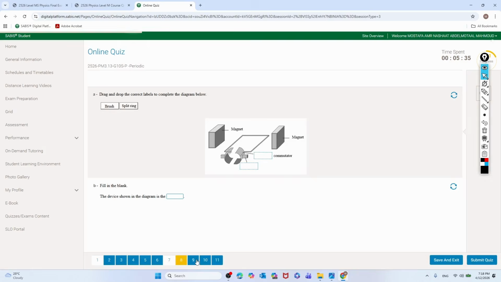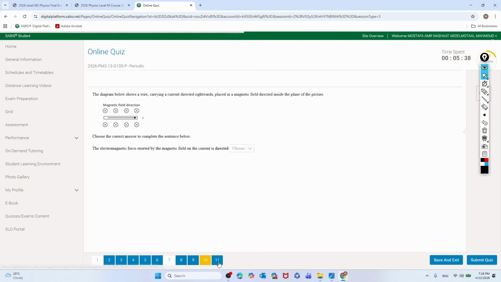Oh, yeah, the DC motor, I'm going to explain it also. Oh, it's just all DC motor.